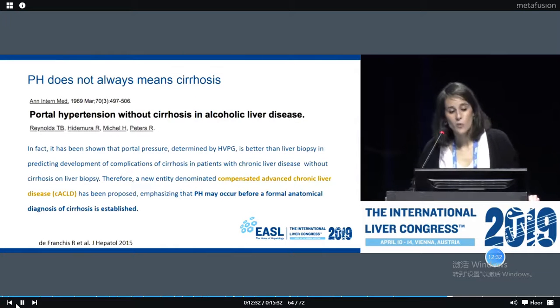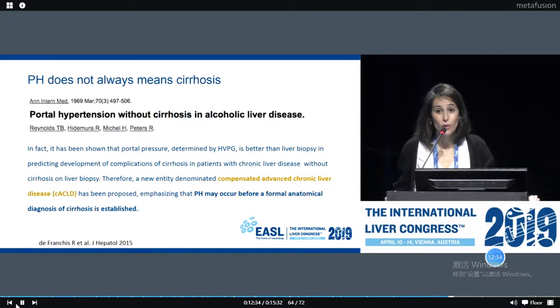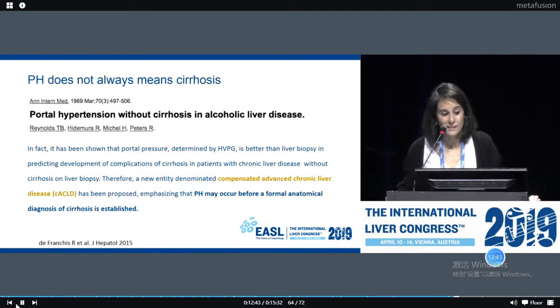But we know that portal hypertension does not always mean cirrhosis, and it has been known for many, many years, and some of us were not even born at that time. In fact, it has been shown that portal pressure determined by the HVPG is better than liver biopsy in predicting the development of complications of cirrhosis in patients with chronic liver disease.